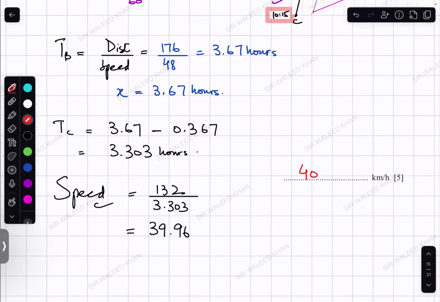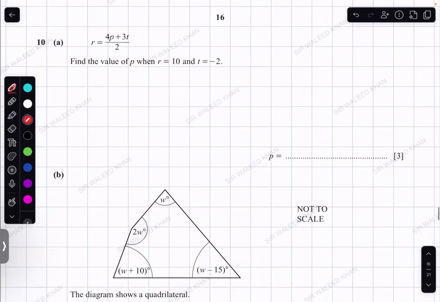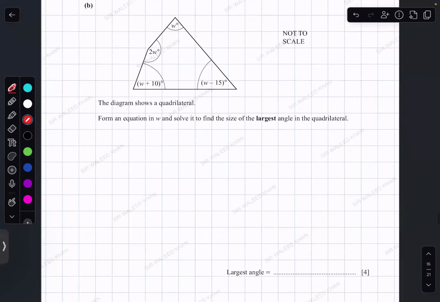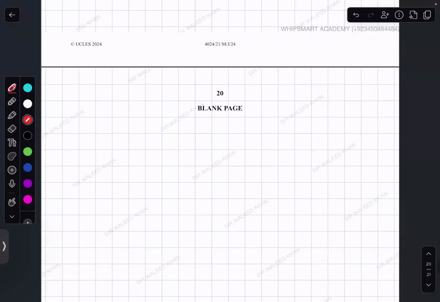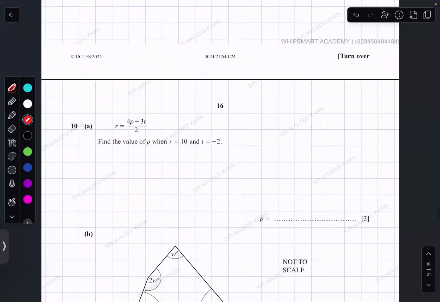Okay. Next, question number 10. And then we have how many questions? The last one. Okay, that's fine. So let's do this quickly over here. We have to find the value of P when R is 10 and T is 9.